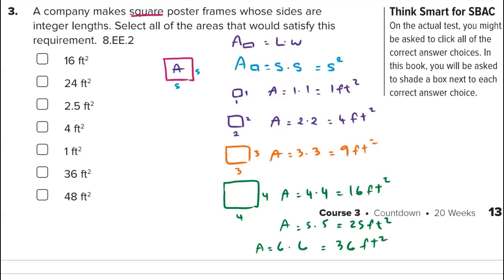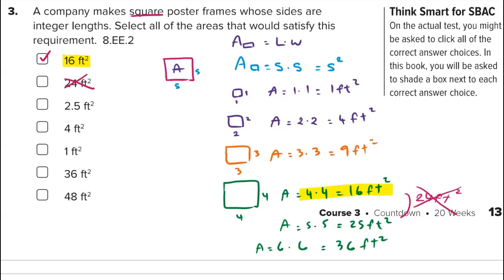Now we're going to look back to our list. The first one, 16 feet squared. We can say 16 feet squared is 4 times 4. So that is one of the correct answers, because the side length of the square is going to be 4 feet long. Next, 24 feet squared. 24 is more than 16 and less than 25. 24 is somewhere in between. So 24 feet squared is not a perfect square number, so this is not the answer.